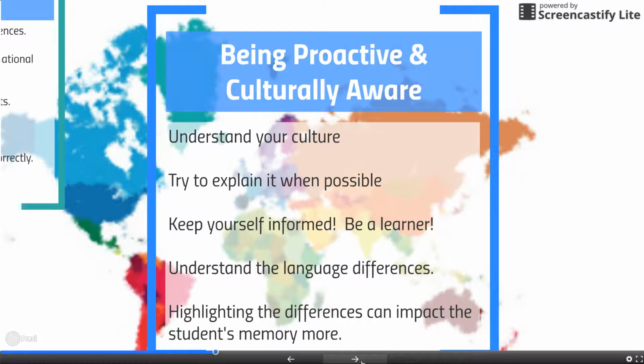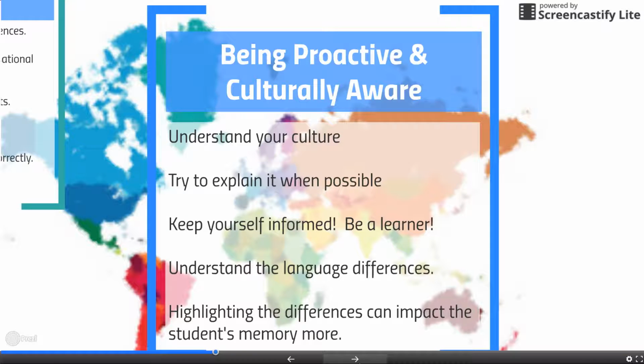Also, make sure to be a learner. Keep yourself informed not only of things that are interesting to your students, but even world events. Knowing and understanding what's going on in your students' lives will definitely help you in class. Understanding the language differences and then highlighting those differences can also have a positive impact on your students.